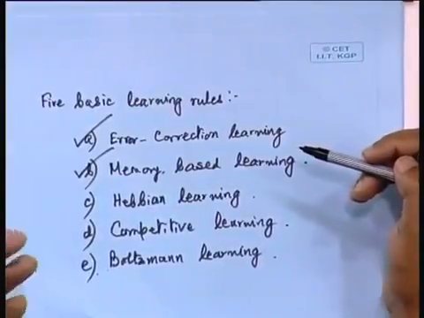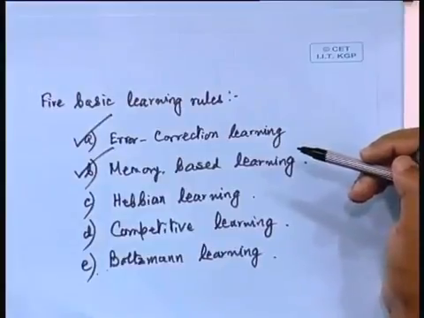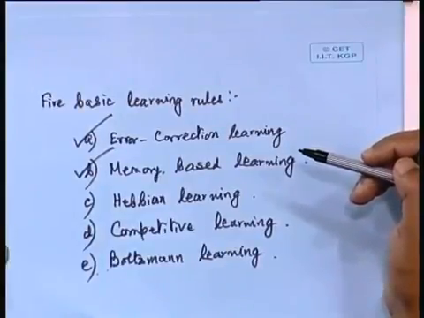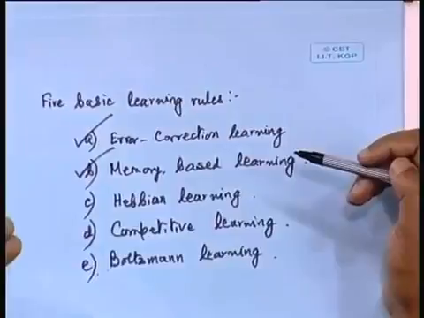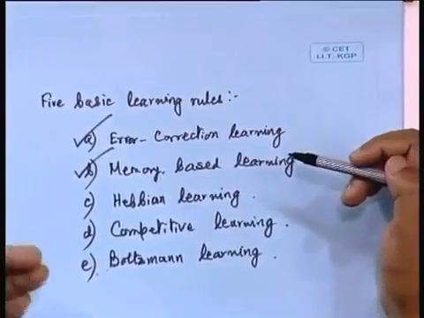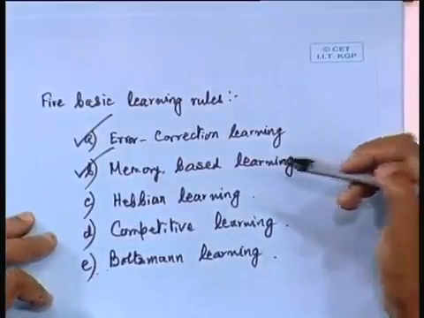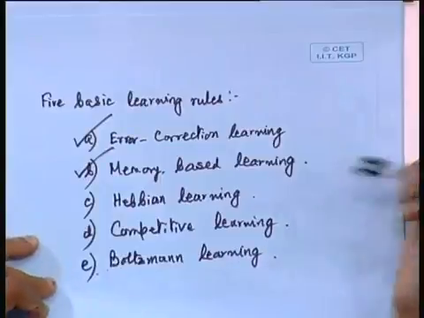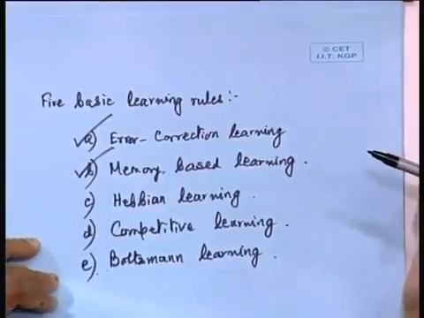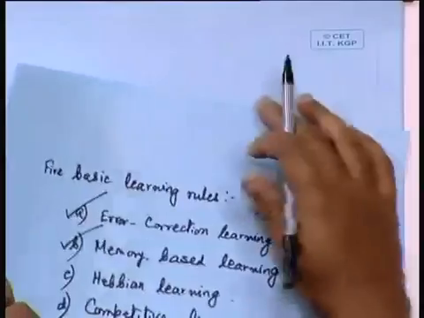All these things are essentially biologically motivated. So the human brain has been adopting all these kinds of learning mechanisms in some way or the other. Now, for the case of memory based learning, what we are doing is that we store, or rather memorize, a set of patterns.